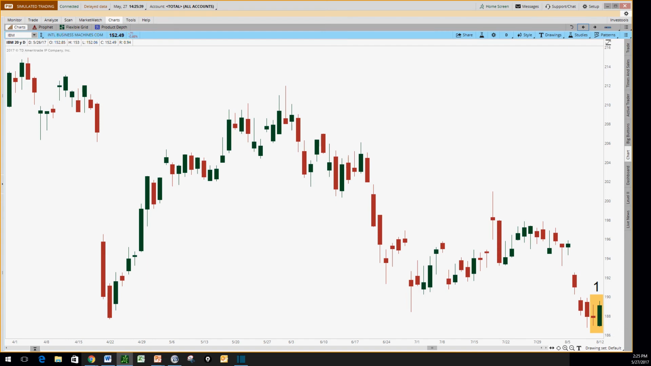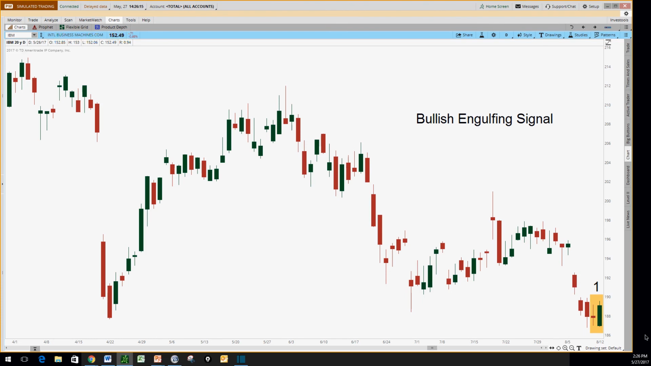Here is a chart of a stock, IBM. It doesn't really matter what the stock is, but I'm putting it out there because I know some people will wonder what type of stock this is. If you look down here in this highlighted section where I labeled 1, this is a very common pattern called the bullish engulfing signal. Let me type that up. That is called the bullish engulfing signal.